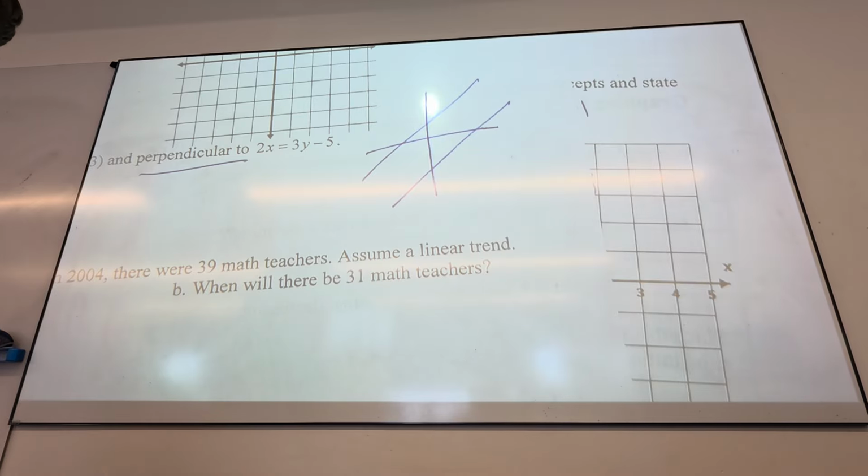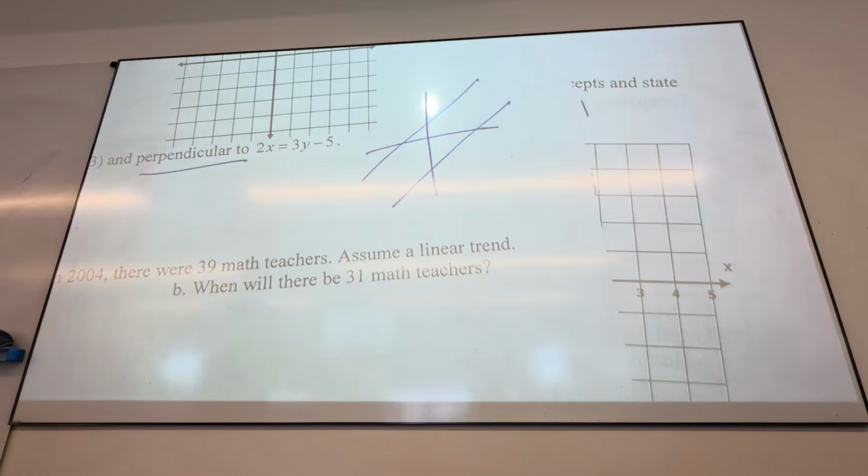What does perpendicular mean? Not just not parallel, because that could be any. Perpendicular specifically means they have to meet at what kind of angle? 90 degrees. A 90-degree angle, yes. So what's one thing that makes sense? If one slope is positive, the other one's got to be negative. But that's not all. If one slope is 3, the other one's got to be negative 1/3.